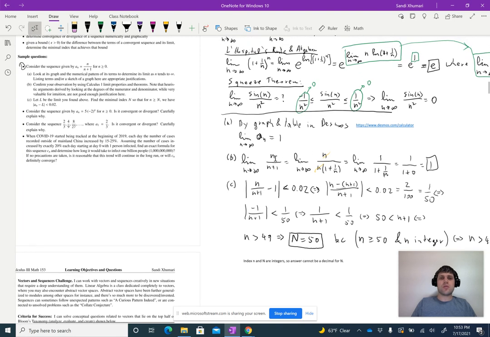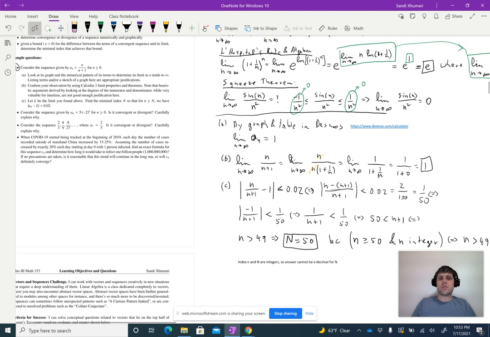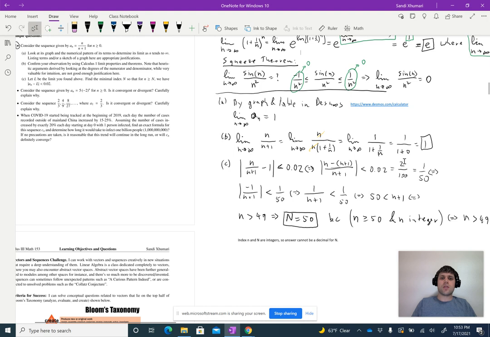How do we argue using Calc-1 theorems and algebra? Here we can just factor the n in the bottom and cancel. So then we're left with 1 over 1 plus 0, which is 1.